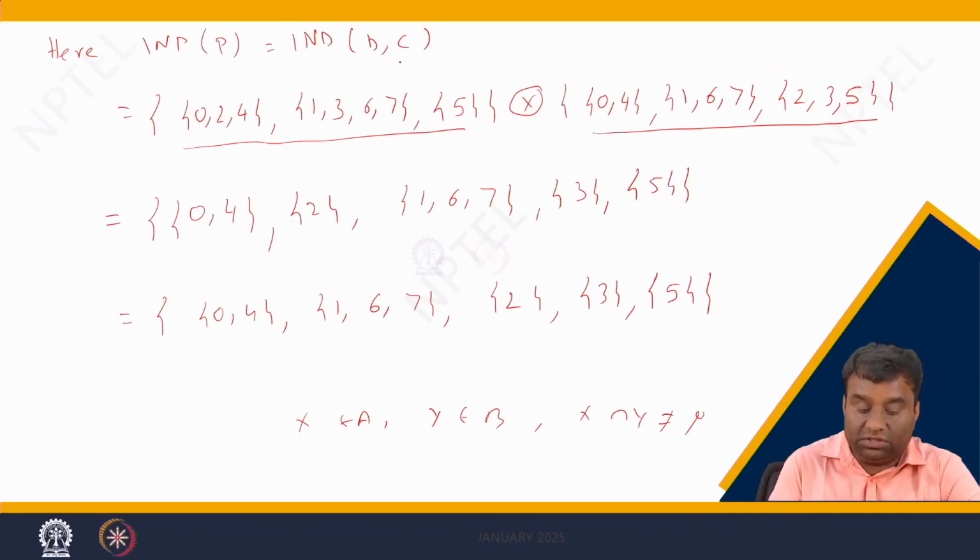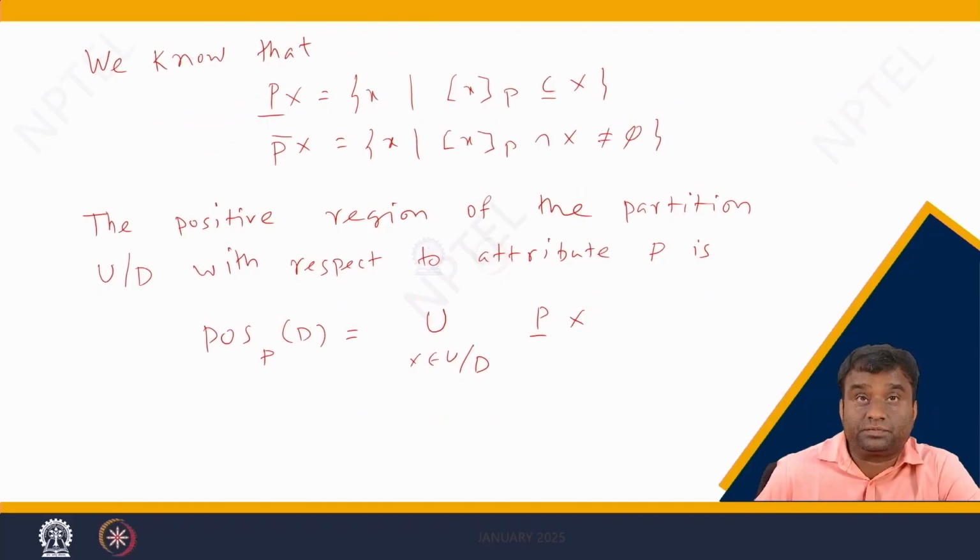So we have solved this question where the indiscernibility relation of B is given and that of C is given, and we can find the indiscernibility relation of P, where P is the set containing both B and C. So this is the concept. I hope you understood it.